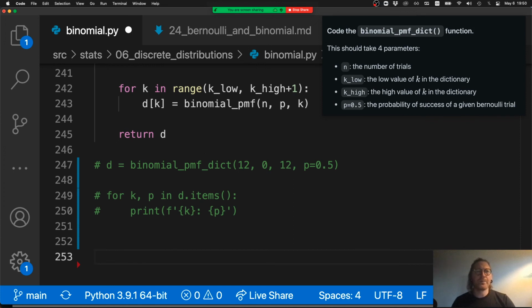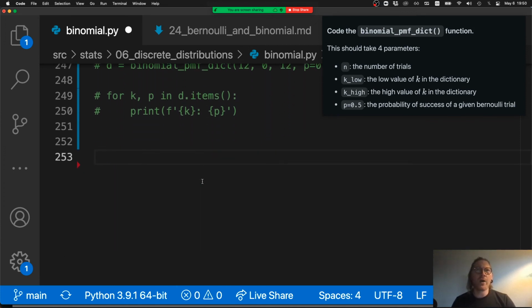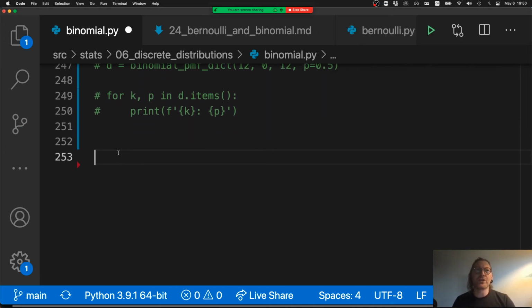Okay, so I'm going to code up one last function in regards to binomial. And then we'll switch topics. We'll move to Poisson. So we're a little bit ahead, actually. We're going to finish up binomial and move to Poisson. And then after Poisson, we'll likely focus on geometric.